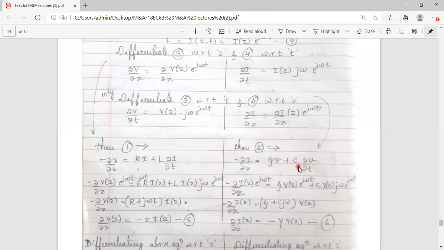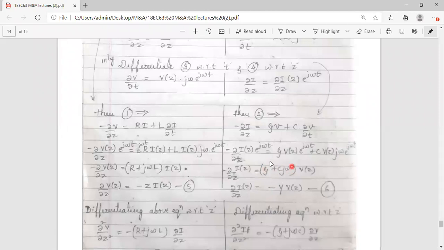plus C into, what is ∂V/∂t? ∂V/∂t, I had differentiated V with respect to time, substitute that. Okay, so after that e^(jωt), take it common, they get cancelled on both sides. On the left side you will be left with only this much, equal to G plus Cjω. V(z) is common in both, or in short whatever this bracket term is, we call this capital Y, admittance we say it. And there is a negative sign, put it here.